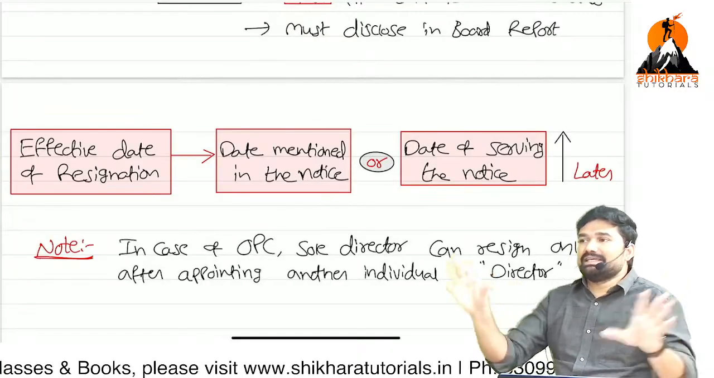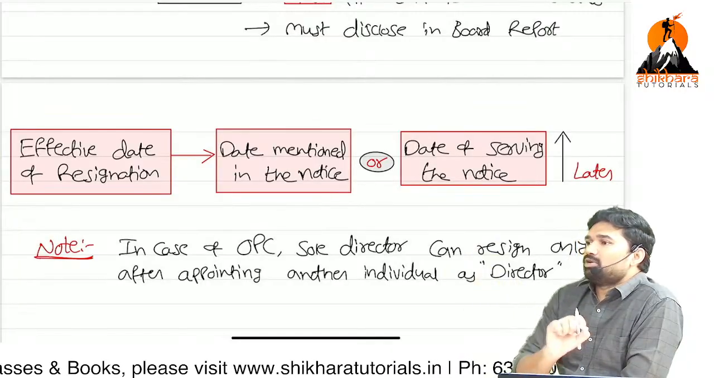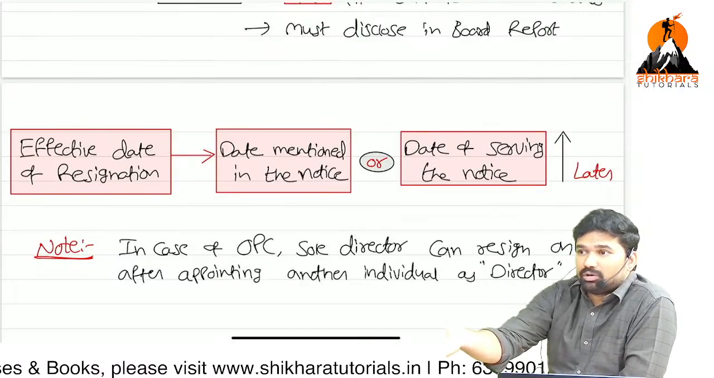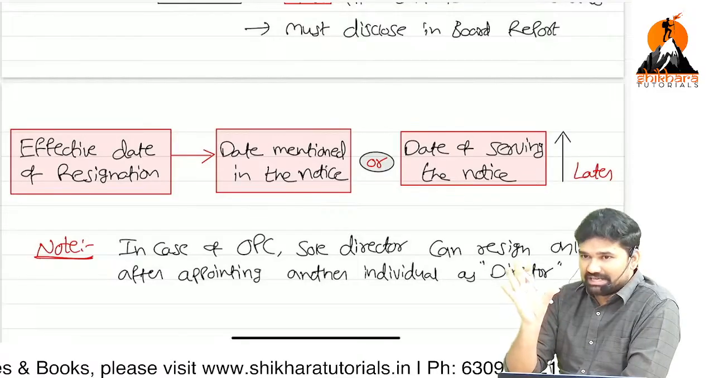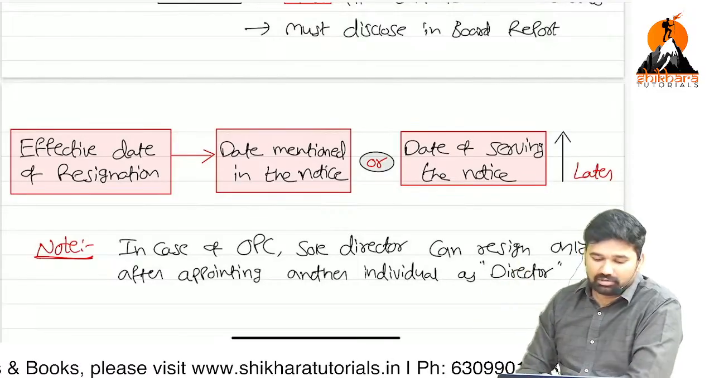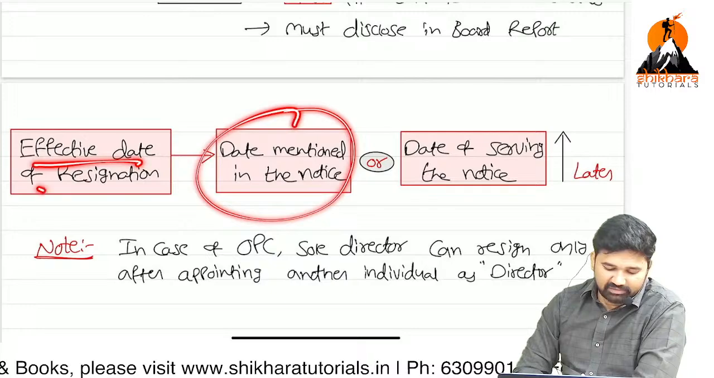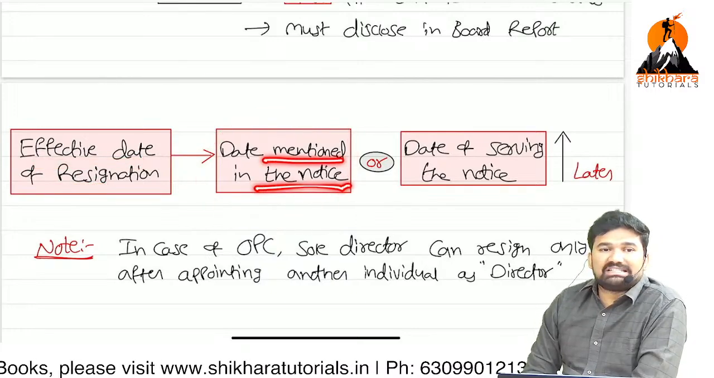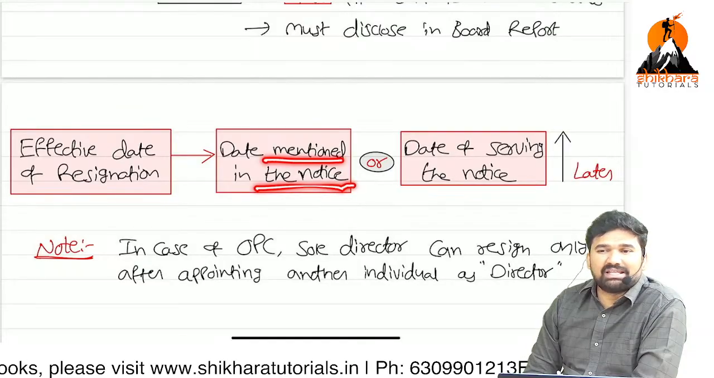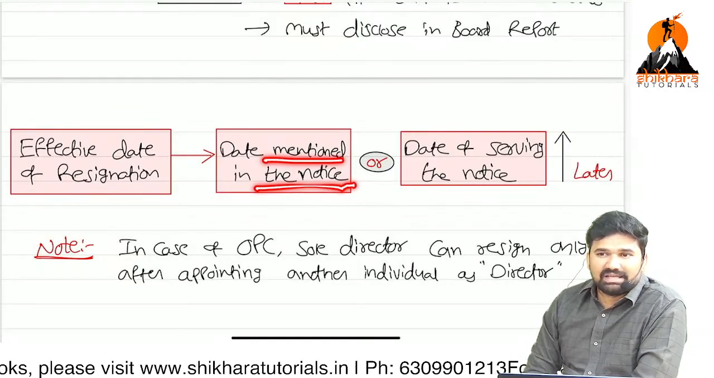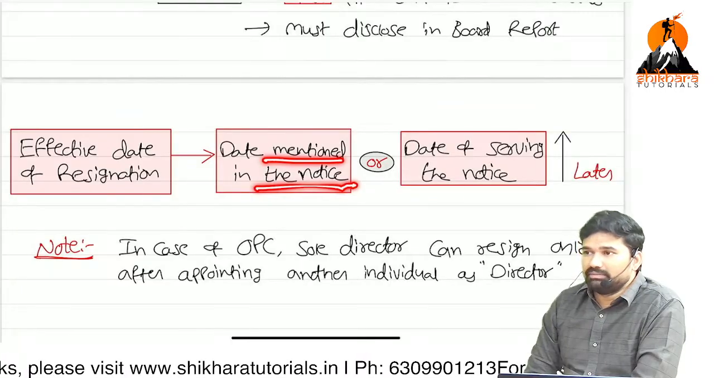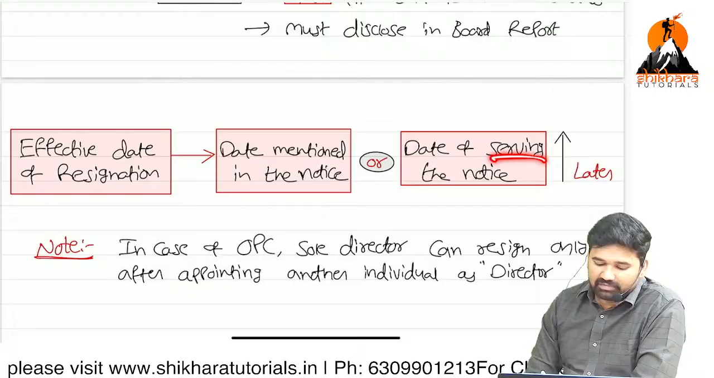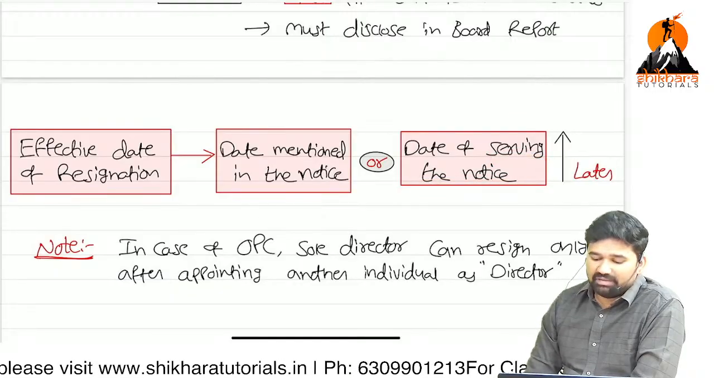If I stated nothing, I didn't mention any sort of date in my resignation letter, then the date of serving the notice will be considered as the resignation date. That is the concept. First of all, the effective date of resignation: first of all, the date mentioned in the notice. Let's check whether there is any date mentioned in the resignation letter. Yes, sir, mentioned. Follow accordingly. Sir, no date has been mentioned in the resignation letter. Then the date of serving the notice to the company, whichever is later.